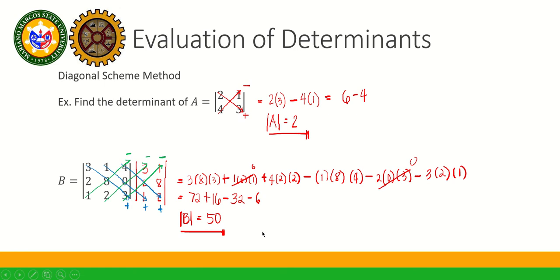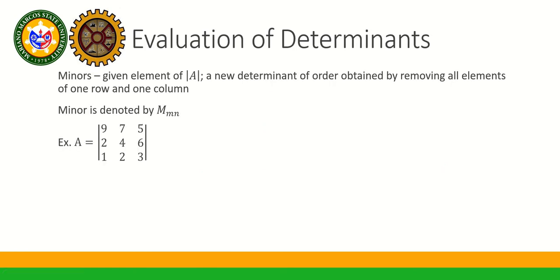Okay? So, minors, given element of the determinant of the matrix A. A new determinant of order obtained by removing all elements of one row and one column. So, minor is denoted by M sub mn. So, example tayo para mas maintindihan. We have matrix A that is a 3 by 3 matrix. So, hanapin natin si minor of element A11.